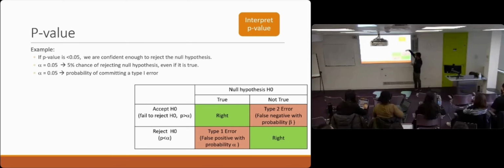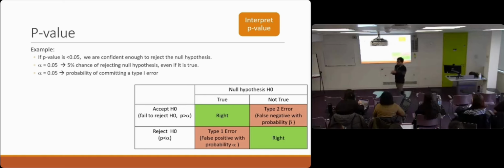But when your null hypothesis is not true, and because of some test or randomness, you actually accept the null hypothesis, you are making one kind of error. That's called the type 2 error. And if your null hypothesis was true, but according to your test you reject it, you are making another kind of error. Let's make it simple.